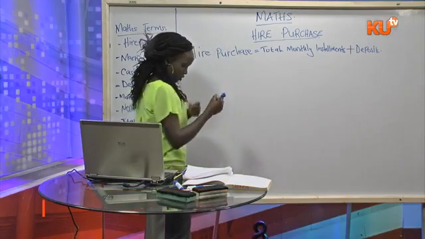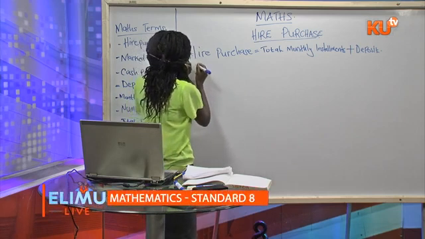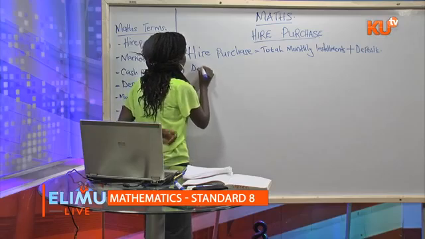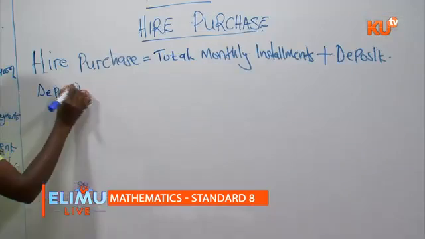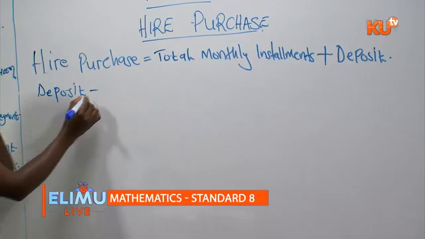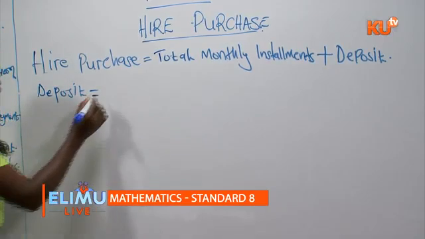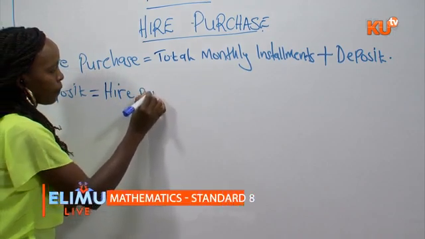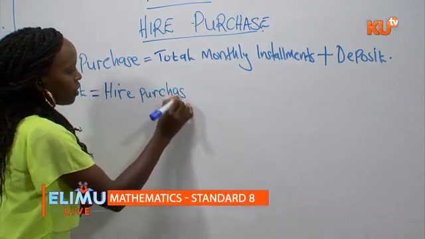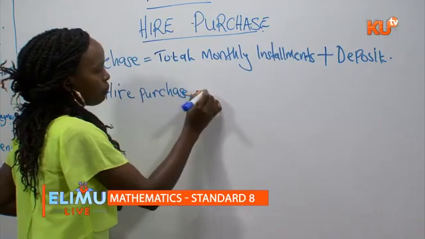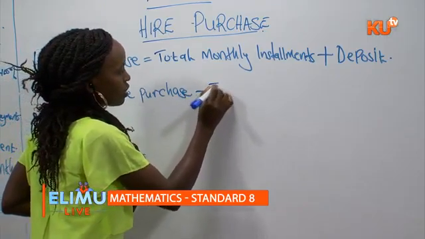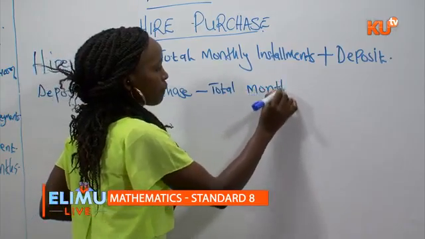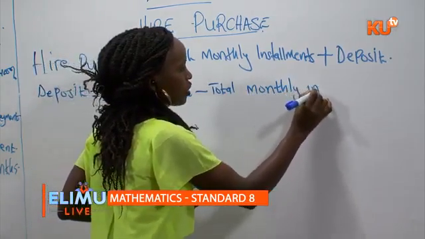After that, you can be told to calculate the deposit. To get the deposit, we say that deposit is equal to the hire purchase price minus the total monthly installments.